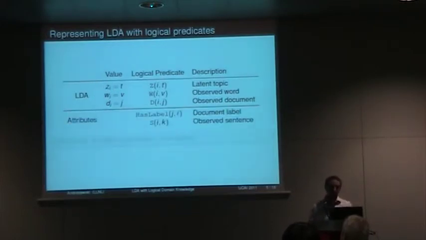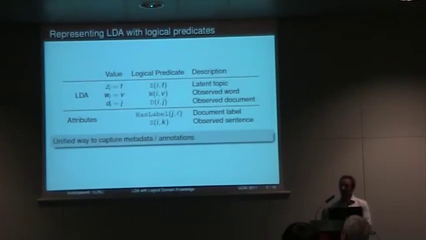And we can go beyond that. Logical predicates are very flexible. We can define our own, like HasLabel(j,l). If document j has label l, this is true, otherwise it's false. And we can include linguistic information as well, like sentences or part of speech tags. And this predicate logic formulation is a unified way to capture fairly arbitrary annotations, metadata, domain knowledge.